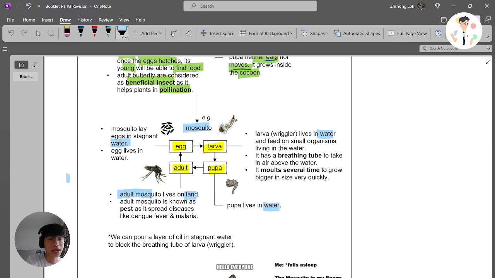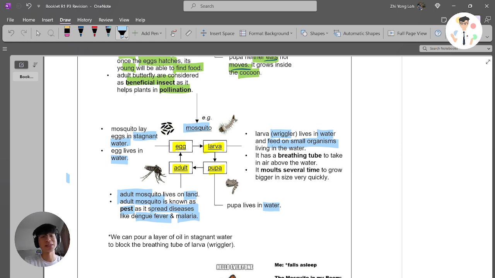Okay, and adult mosquito is known as a pest because it spreads diseases like dengue fever or malaria. Okay, so it's not considered as a good one. So adult mosquito will lay eggs on stagnant water, and these eggs will live in water. But when it's slowly growing, this larva, or we know as wriggler to be specific, it will live on water and will feed on small organisms that are living on the water.